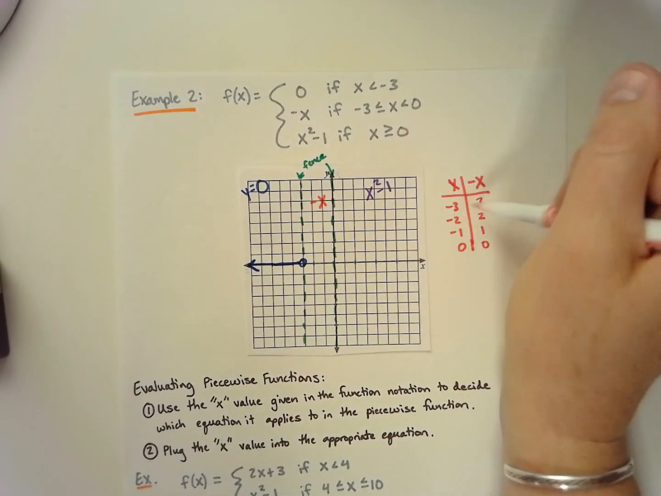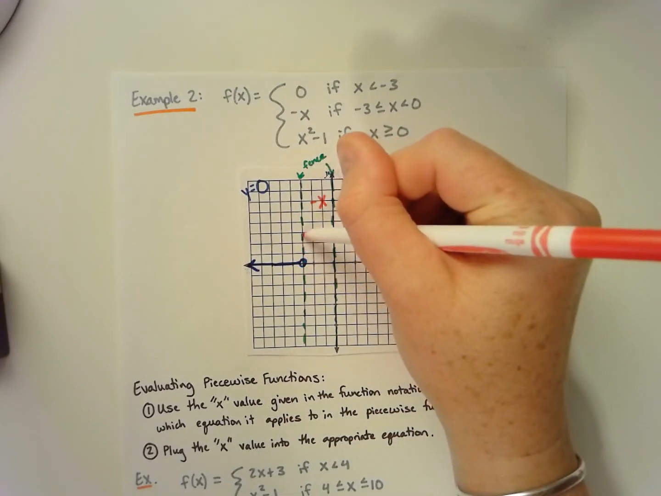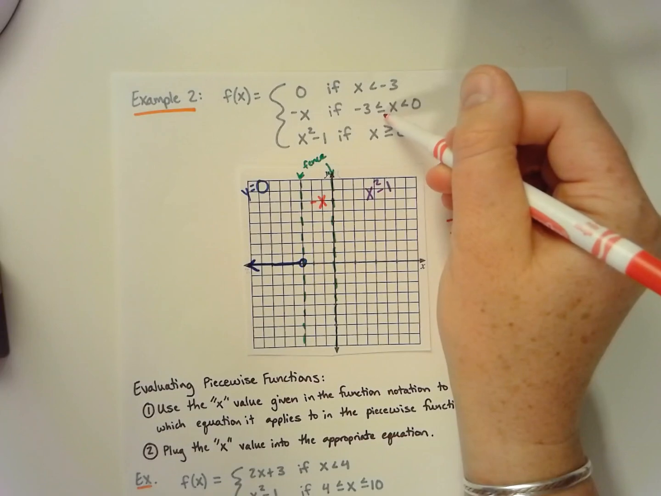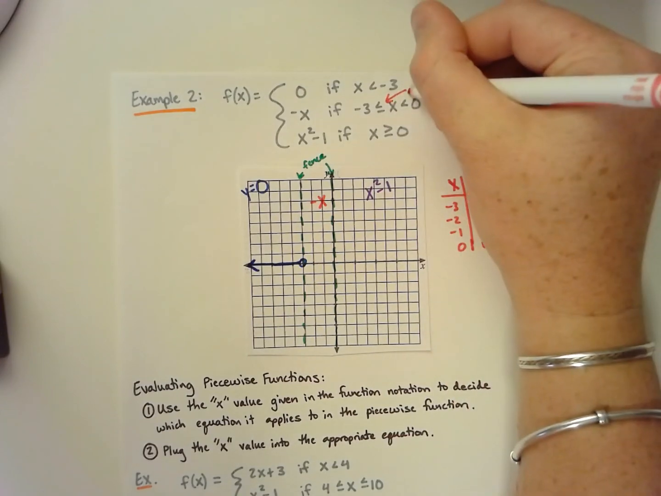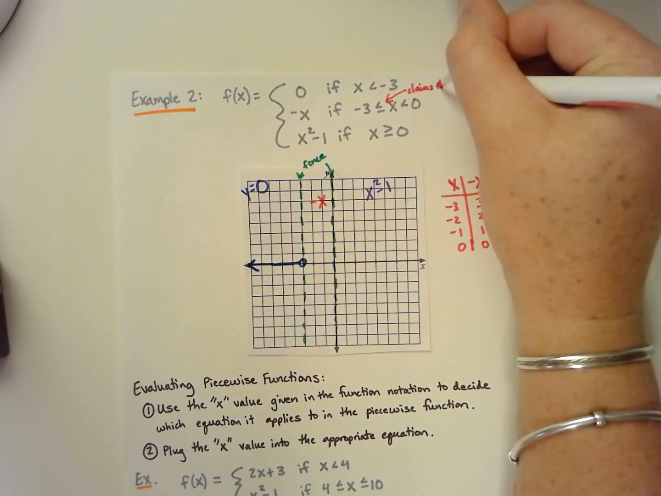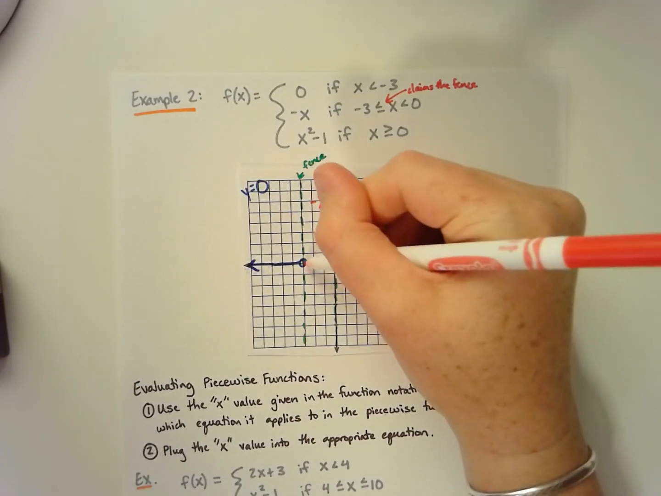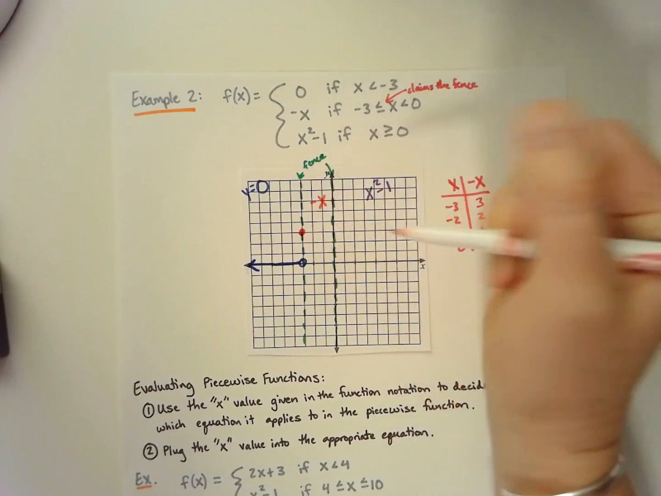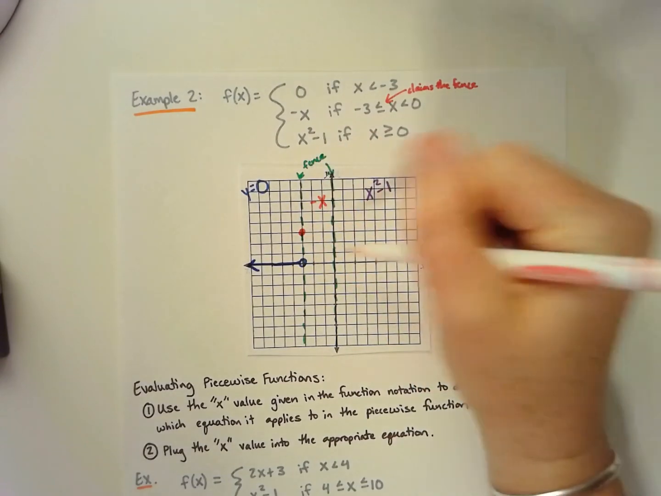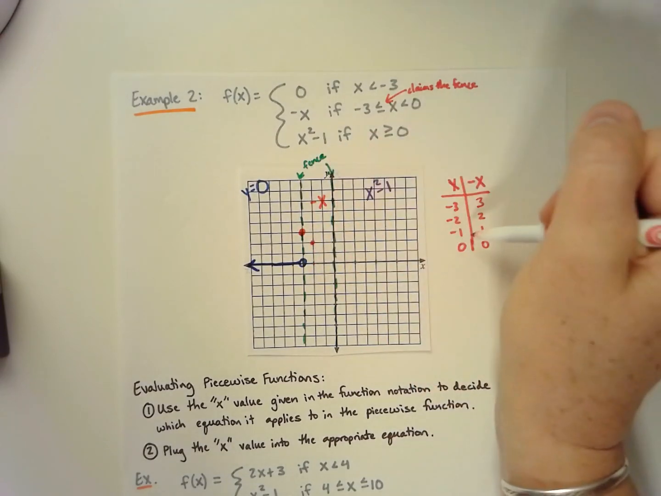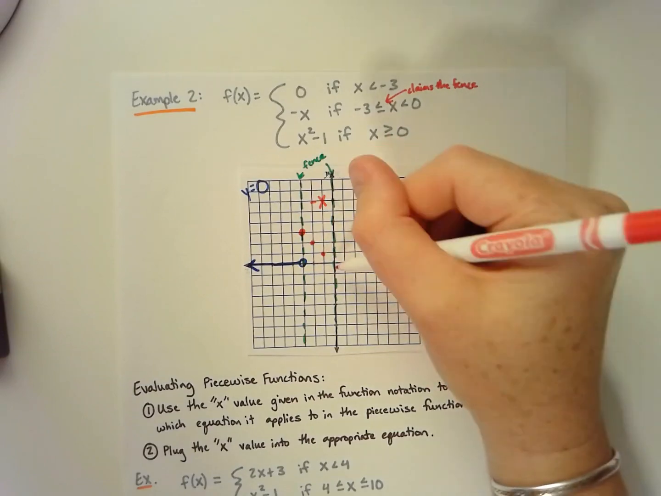So we go to -3, 3. Now this one will claim the fence because right there it's equal to. So that one claims the fence because it's equal to -3. So -3, 3 claims the fence. Then -2, 2, -1, 1, we're just plotting points, and then 0, 0.